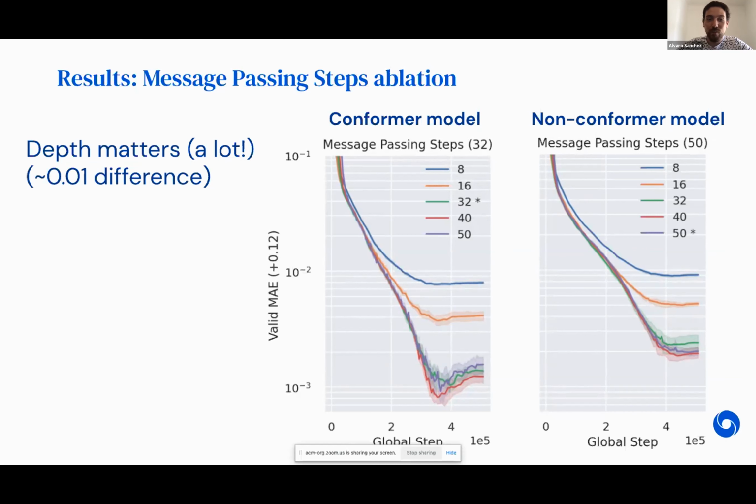On the other hand, for the non-conformer model, we found less overfitting, and we found that we could go all the way to 50 message passing steps without observing overfitting. So this is what we used for the competition.